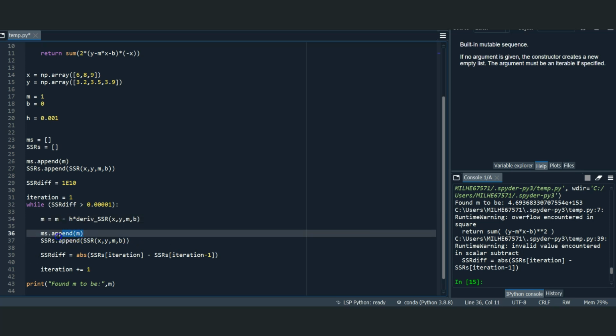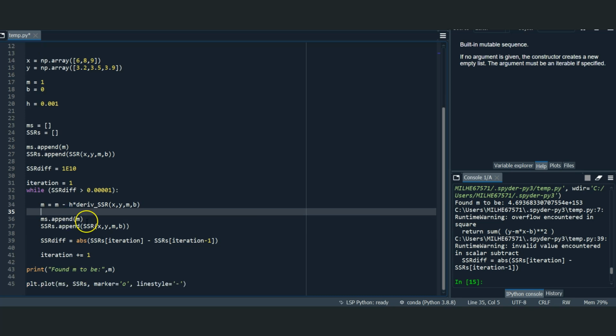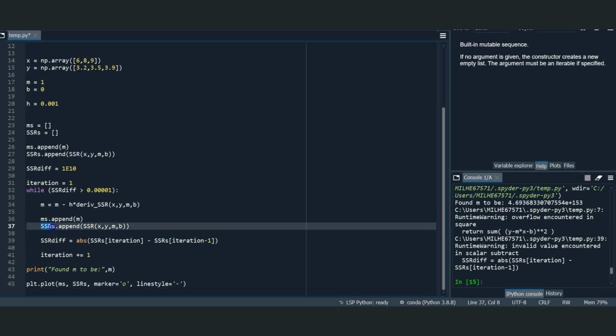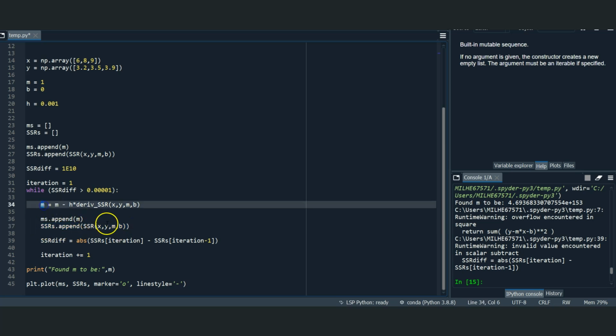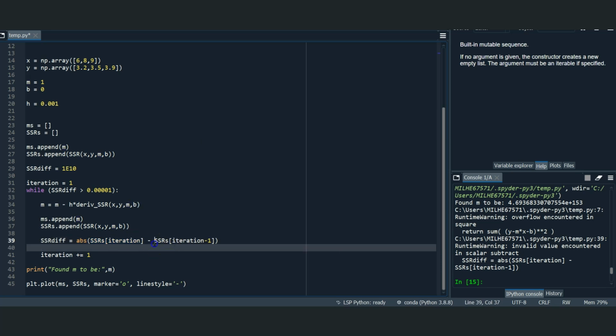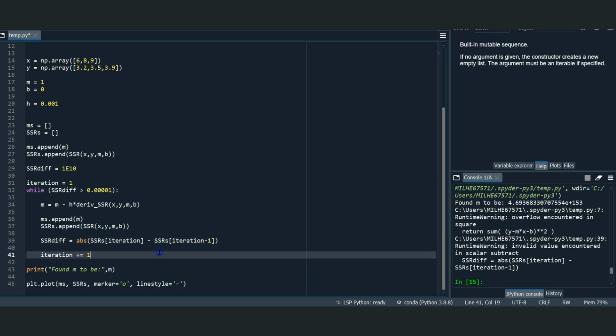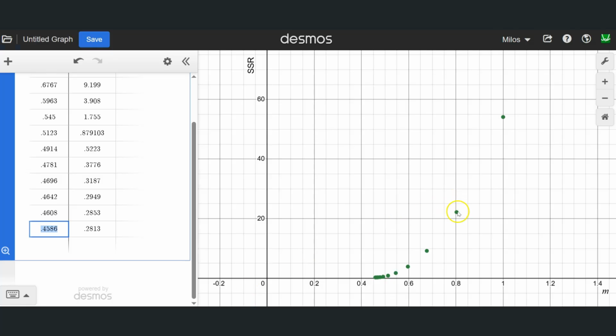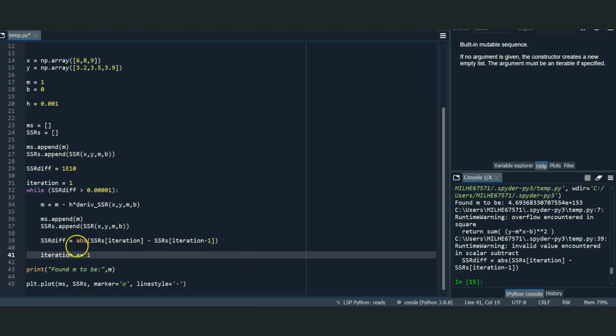Okay, so then I'm going to add that slope to my list because I want to take a look at a graph later on that you'll see in a moment. I'm also going to add the SSR related to this new m that we just calculated. I'm going to append that to the SSR's vector. And now I'm going to compute the new SSR difference. So that's just going to be the SSR at the current iteration minus the SSR at the previous iteration. So essentially, if we go back to this, it'll be the SSR minus the SSR. And I'm going to take the absolute value of that because I don't really care if it's positive or negative.